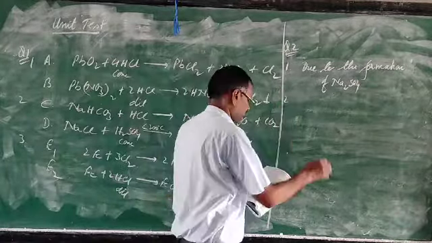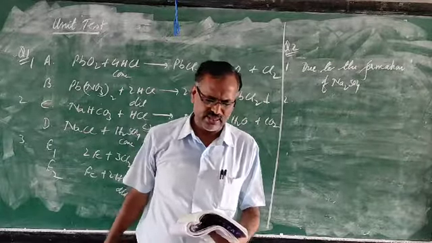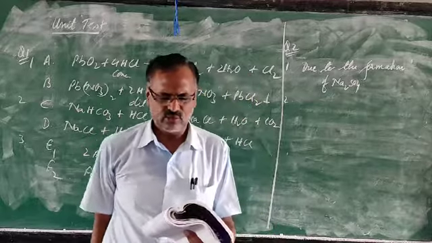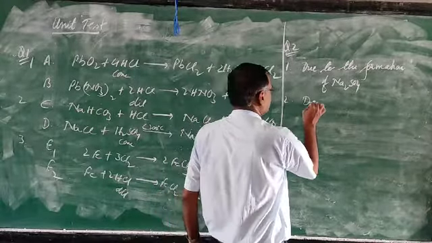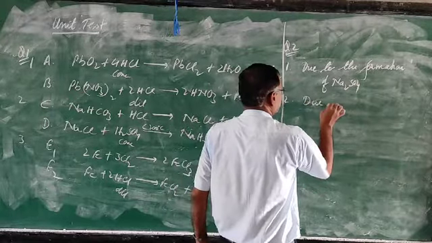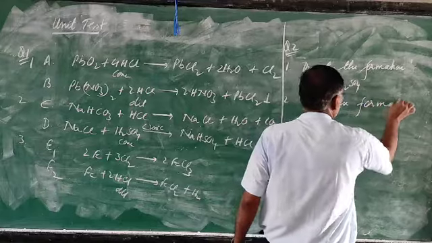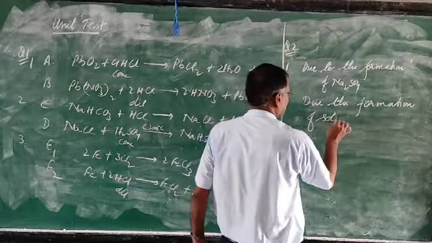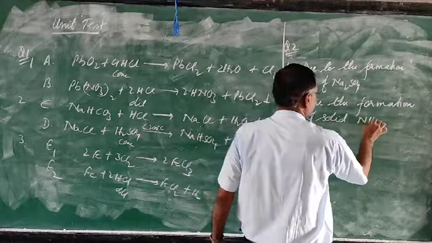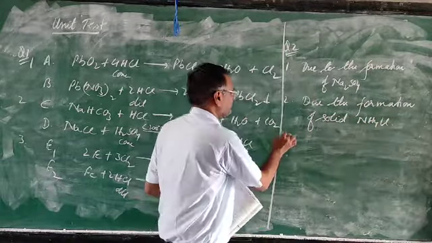Then second one, dense white fumes are obtained when a jar of HCl is inverted over a jar of ammonia due to the formation of solid ammonium chloride. Because of this compound, you are getting the dense white fume.